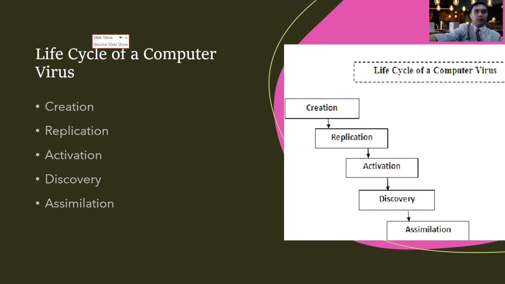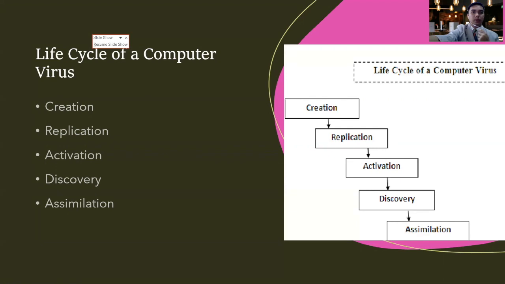The fourth is discovery. It represents the stage when a virus is detected and isolated. After the detection and isolation of the virus, it is sent to the International Computer Security Association in Washington so that it can be documented and distributed to the developers of antivirus software.